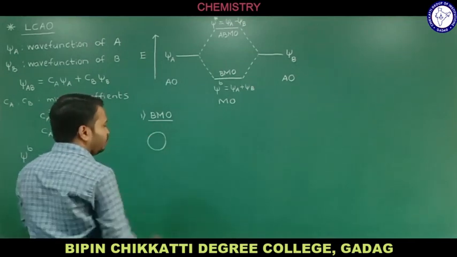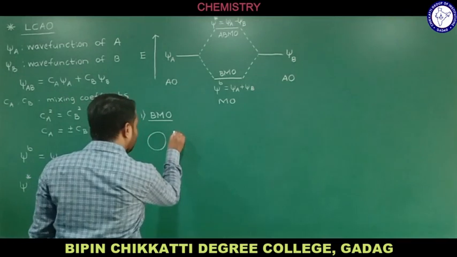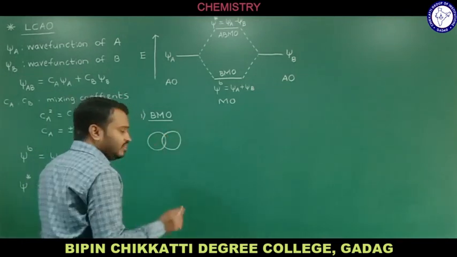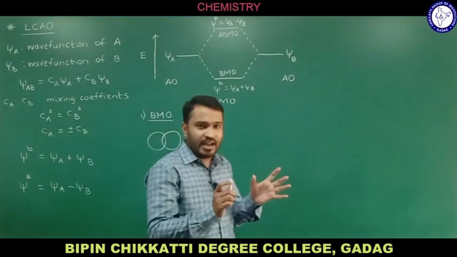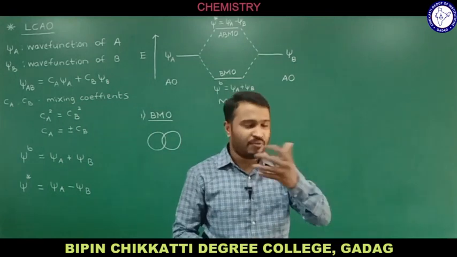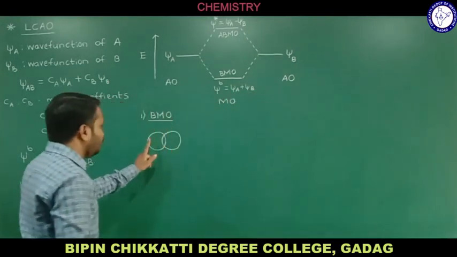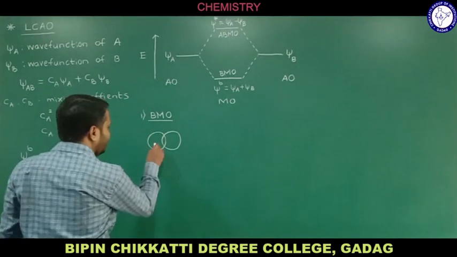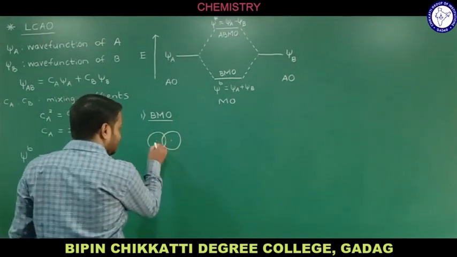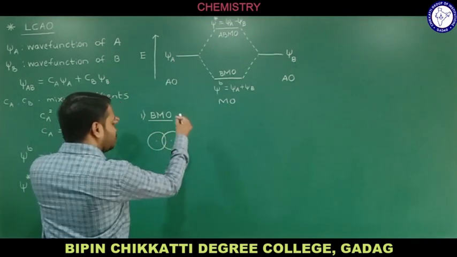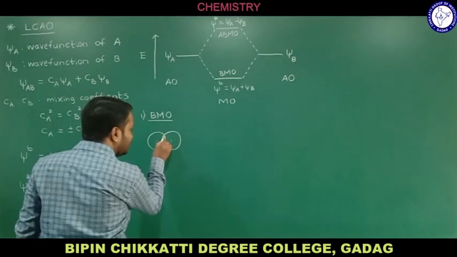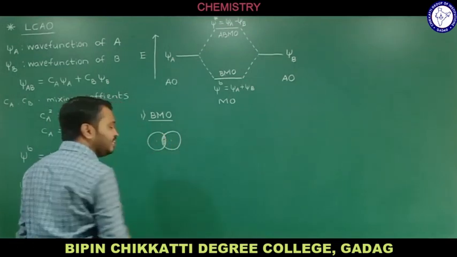This is one atomic orbital. Consider particularly an S atomic orbital, because the shape is spherical. The shape of S will be spherical, the shape of P will be dumbbell, and D will be double dumbbell, as we know. So this is one atomic orbital, and this is another atomic orbital, and this is the nucleus of each. These two are atomic orbitals of the same energy and same symmetry. They are going to overlap, and this is the region of overlapping.